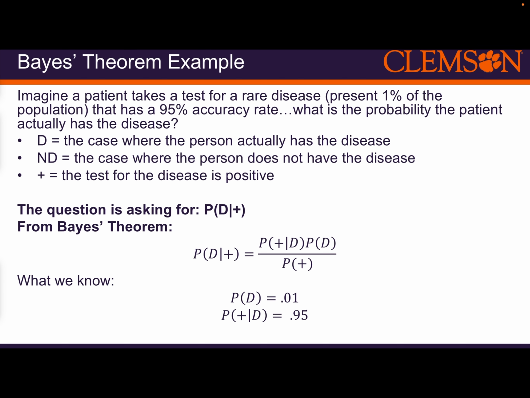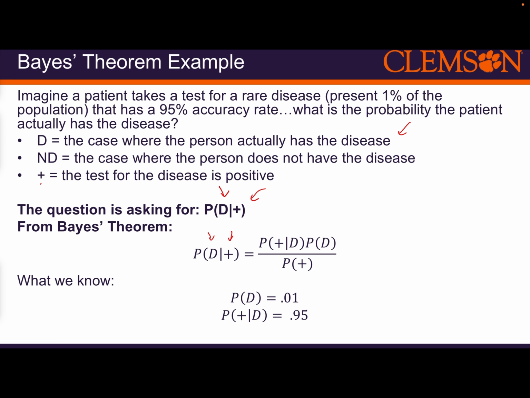Going back to our example, once again, let's talk about the patient with the rare disease. Let's let the letter D represent the case where the person actually has the disease. What we're really trying to decide is the probability a person has the disease given that their test was positive. So this plus right here is the positive for the disease. Here's Bayes' theorem. We're looking for the posterior probability of having the disease conditional on the test being positive.